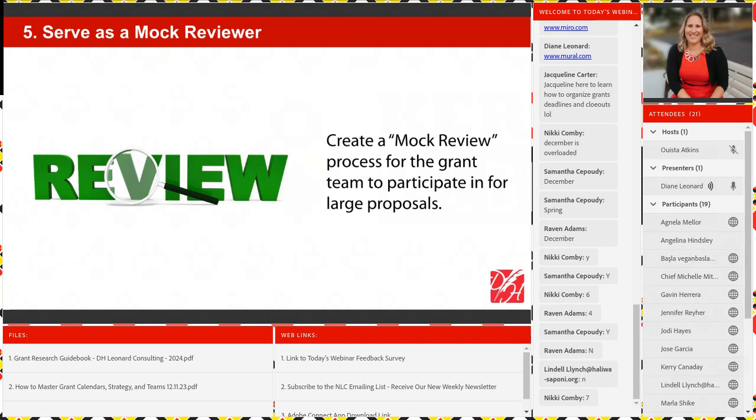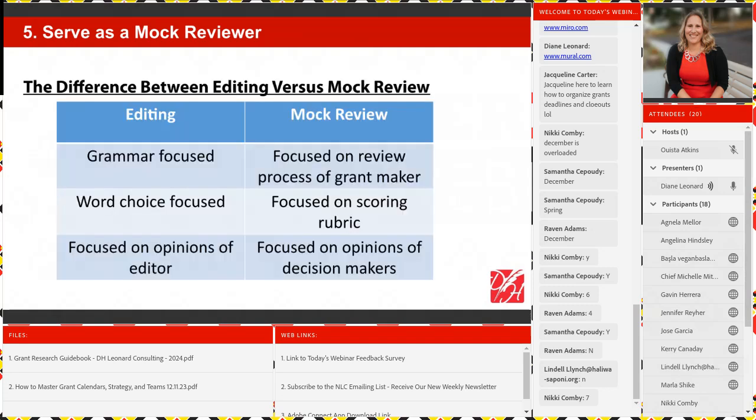And then the last of the 5 main areas that we've seen colleagues be really great contributors for a grant team, this is called a mock review. Some organizations might call it a peer review, a pre-submission review. The idea of this is that these are individuals in your organization who have not been a part of the application process up till this point.